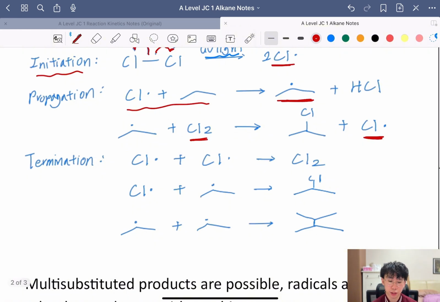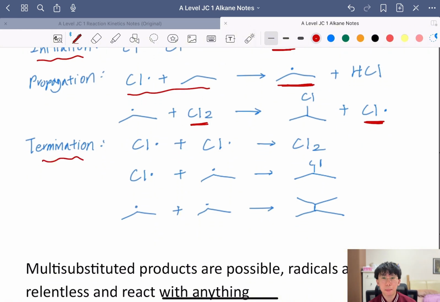Lastly, we have termination. What termination means is when a radical meets another radical, because both of them have an odd number of electrons. In math, you know that odd plus odd will always give you an even number. In this case, that is the same thing. A radical that reacts with another radical will always give a non-radical. So you can just take your combinations of radicals produced from the propagation reaction and react them with one another.